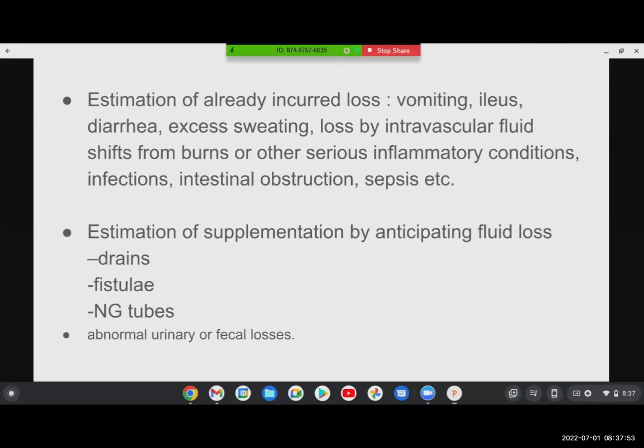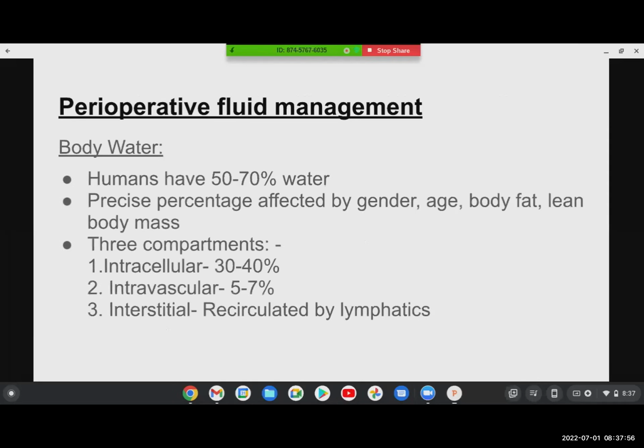Now, estimating all of that, we have to do the perioperative fluid management, that is preoperative and postoperative. Body water in humans is about 50 to 70%, and the precise percentage is affected by gender, age, body fat, and lean body mass. The male gender has more body water. Extremes of age like childhood and elderly have more body water, and people with more body fat have more body water.